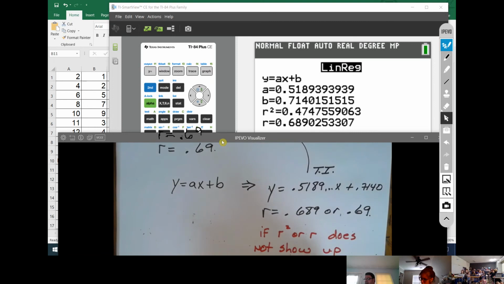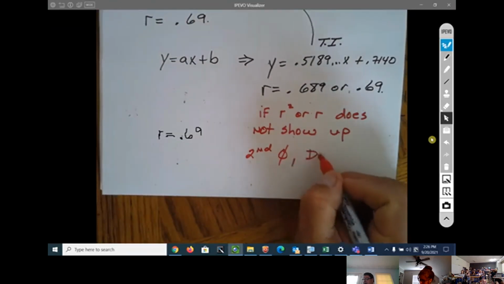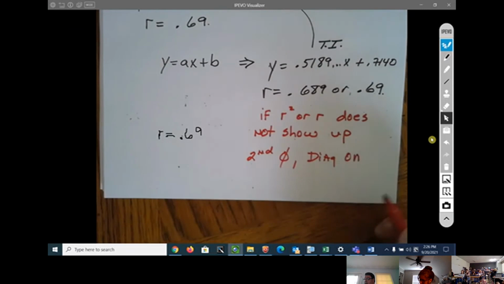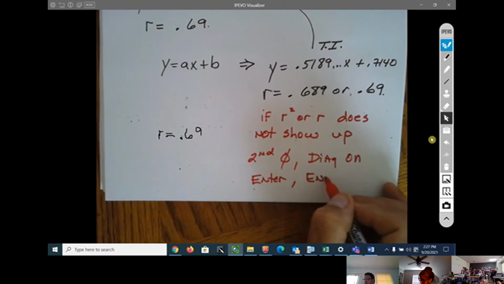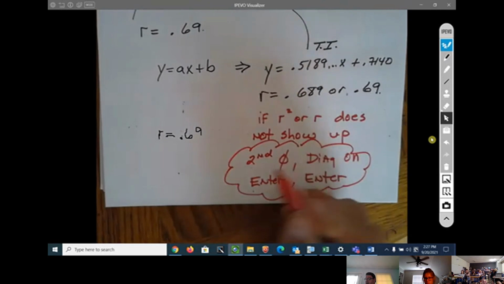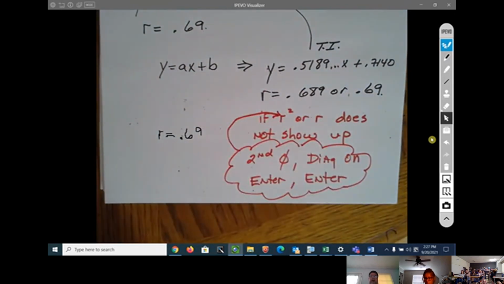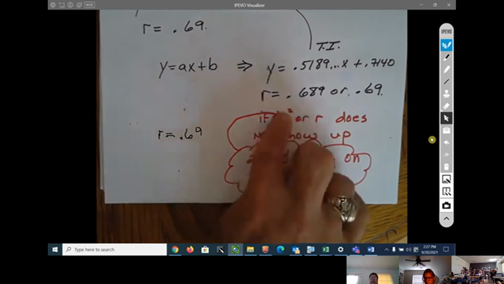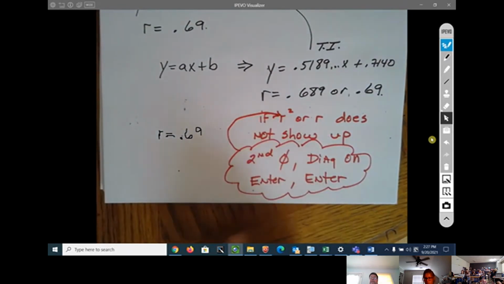You have to go to second catalog, or second 0, go to diagnostic on, and hit enter, and enter. That right there, when you turn the diagnostic on, it will show R squared and R on your calculator. So if you don't see R squared or R, that means you got to turn on the diagnostic.